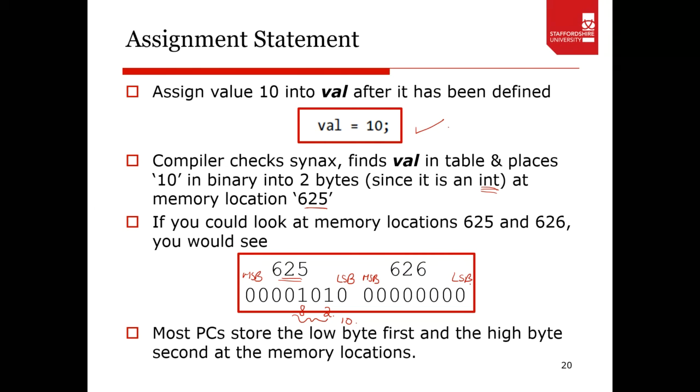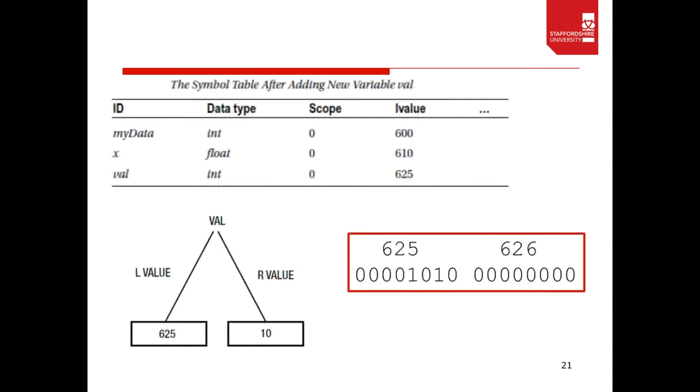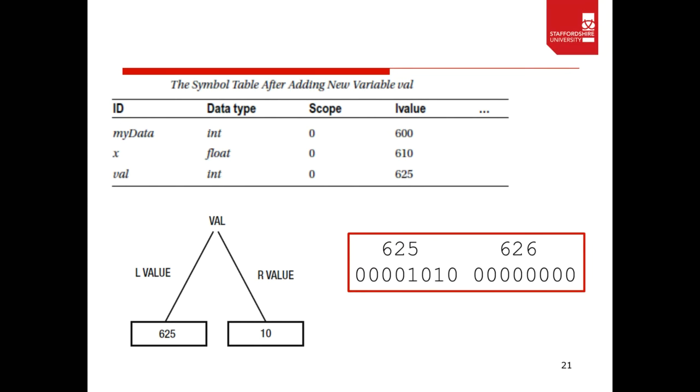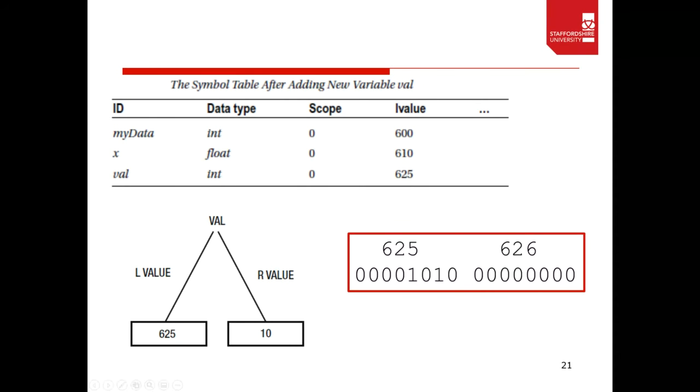However, because it's an integer type, we have space in 626 if val gets larger. So we've reserved that space. We've reserved 625 and 626 for val. So most PCs store the low byte first and the high byte second at the memory locations. So that's what we've done here. This is what it looks like.